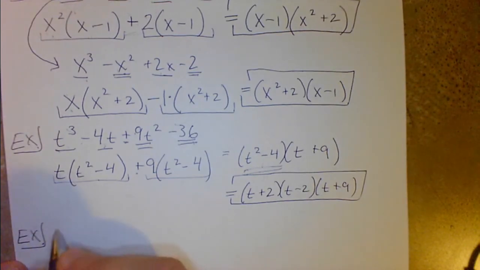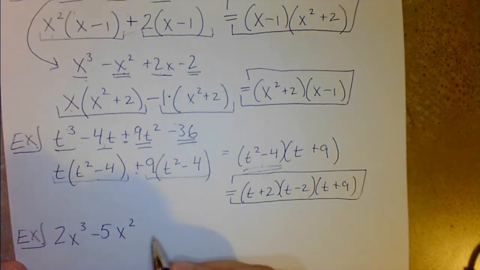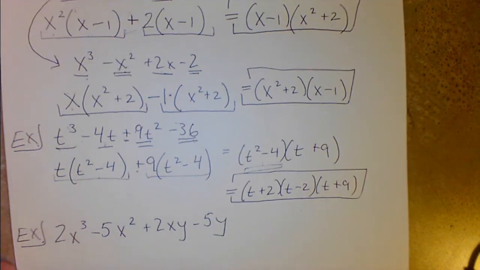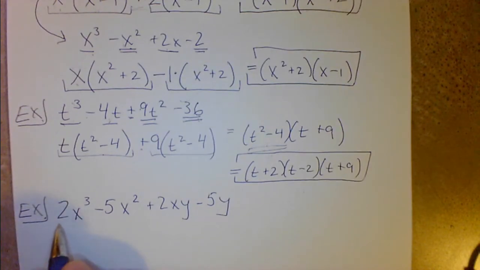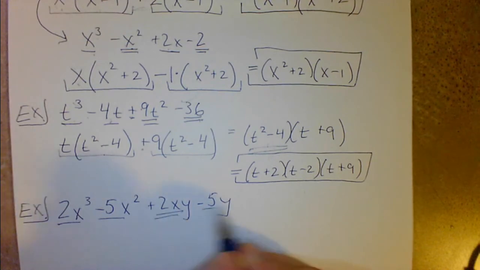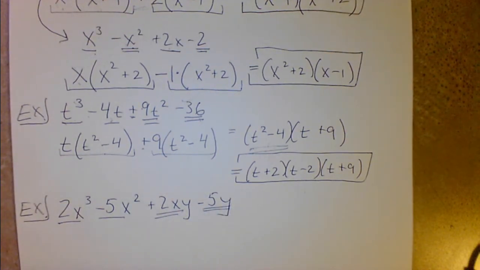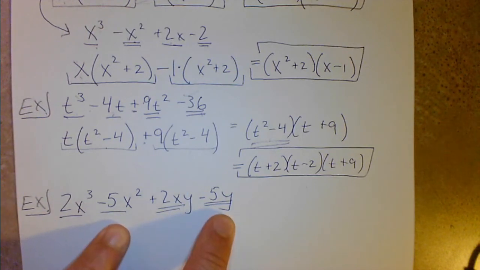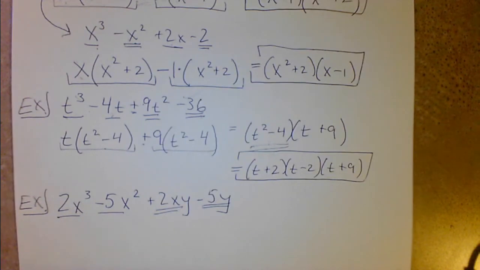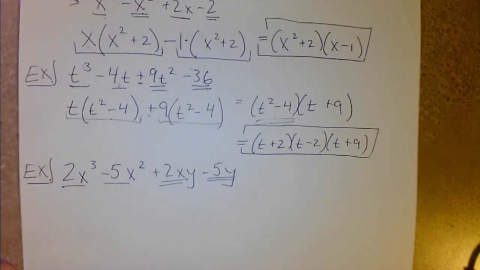Let's do another problem. 2x cubed minus 5x squared plus 2xy minus 5y. Oh my goodness. There's not just x's involved, now there's y's involved. All right? No problem. I'm going to group them like this. Once again, you don't have to. If you wanted to group these two together because they both have 2's, and these together because they have negative 5's, by all means do that. I'm just doing it this way. You can try it the other way. Make sure you get the answer that we're about to get.